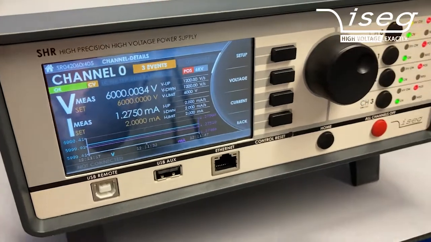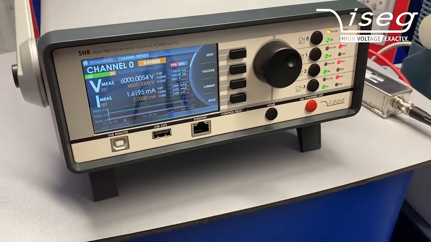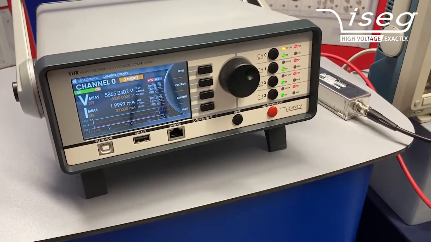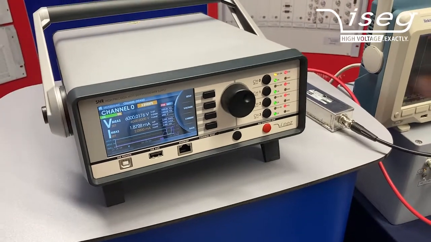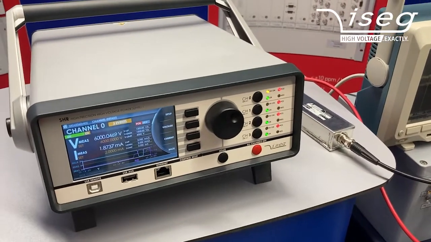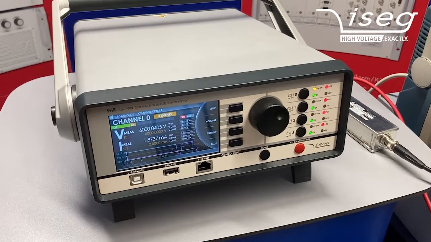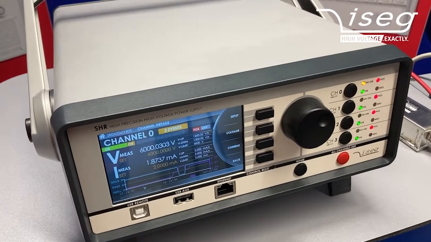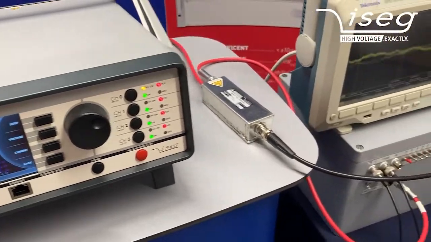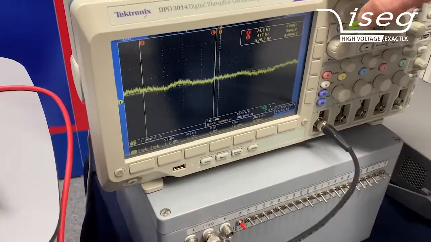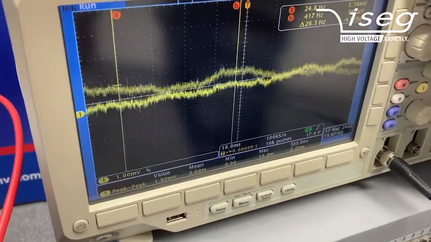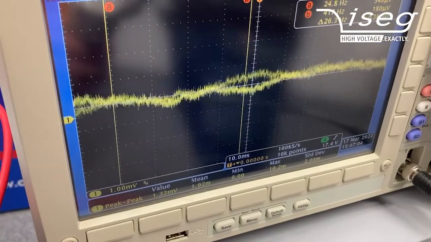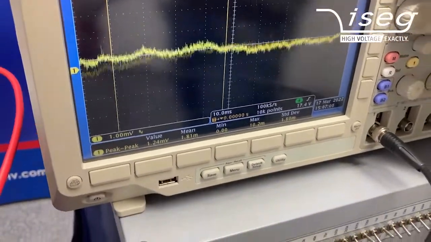I can increase it a little bit so that we get closer to the maximum value of 2 milliamps. Let's say switch it here. This was a little bit too much. Okay, this is almost the maximum load we can have. And again, the ripple and noise is still quite small, so below 2 millivolt peak.